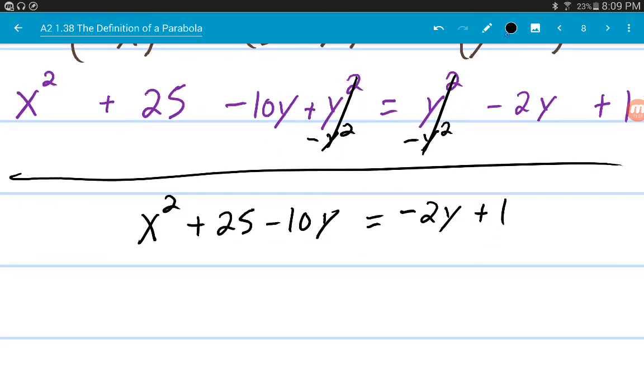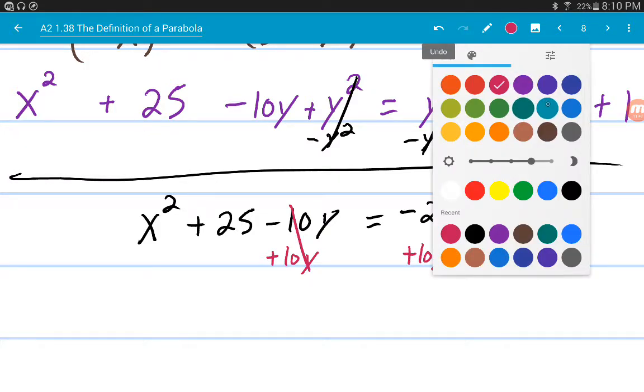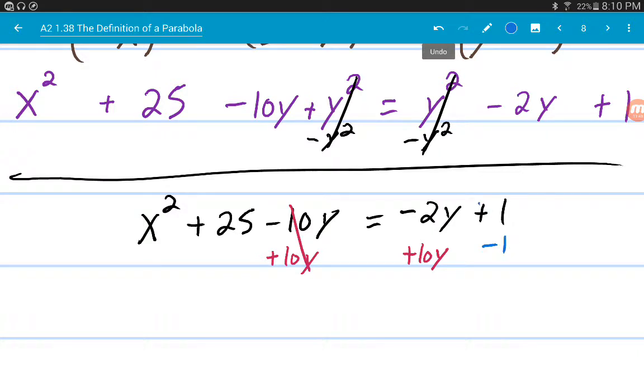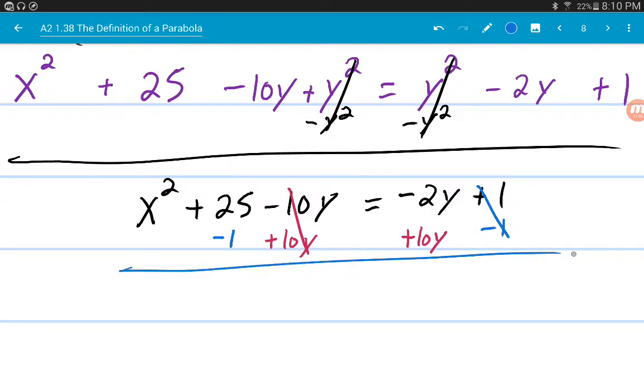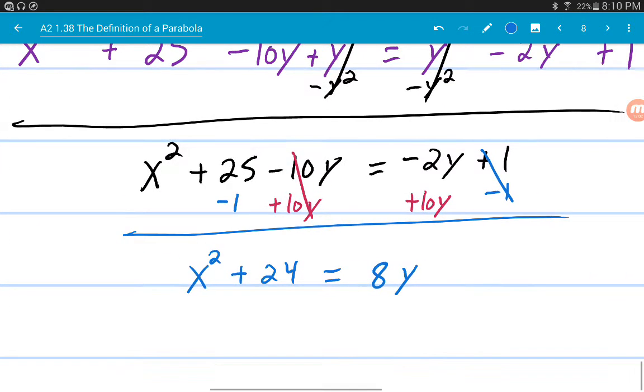Remember that I'm trying to solve for an equation. So our goal at this point is just to get y by itself. So here's what I want to do. I want to move this y over, and I want to get this 1 out of here, so that I can just have the y's. So here's how I'm going to do that. I'm going to add 10y to cancel this. That means I have to add 10y here. I don't really want this 1 here, so I'm going to subtract it off. And it'll get subtracted from the 25. So I get x squared plus 24 is equal to 8y.